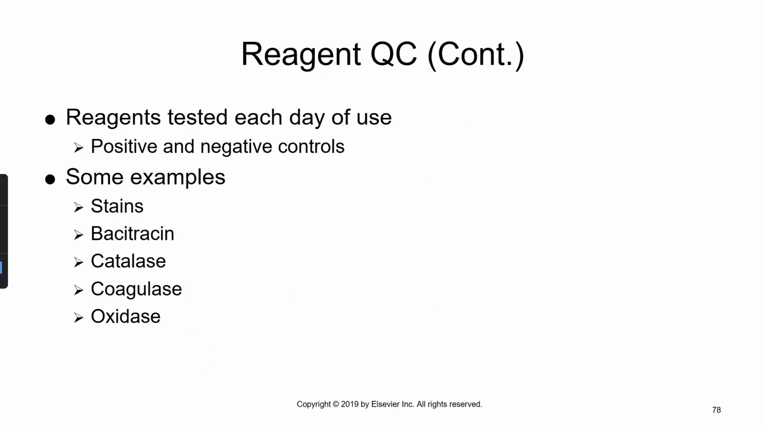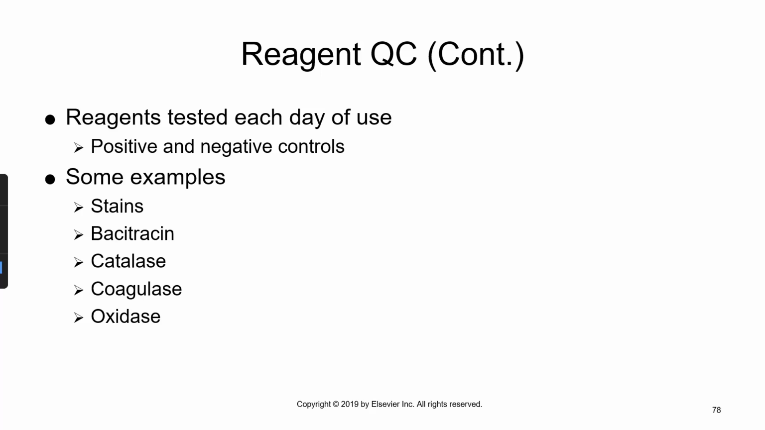Reagent QC: reagents are tested each day of use with positive and negative controls. So if something is supposed to turn blue in the presence of a particular organism, you're going to use a QC organism which is known to turn blue. You're also going to use a QC organism that's known to not turn blue, and make sure that the one that's supposed to be blue turns blue and the one that's not doesn't. And you have to repeat that every day that you're going to use that particular reagent.